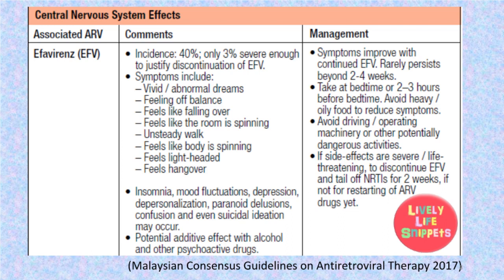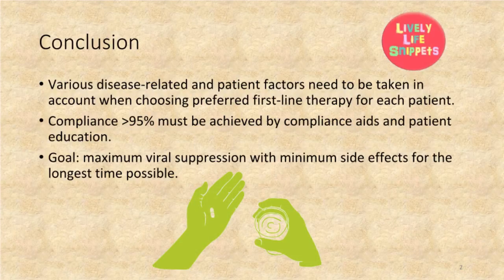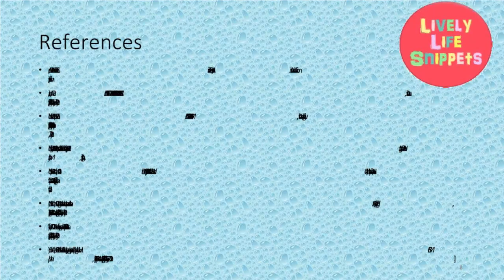As a conclusion, various disease-related and patient factors need to be taken into account when choosing preferred first-line therapy for each patient. Compliance of more than 95% must be achieved by compliance aids and patient education. Our goal of HAART is maximum viral suppression with minimum side effects for the longest time possible. You are welcome to refer to these references for more details.